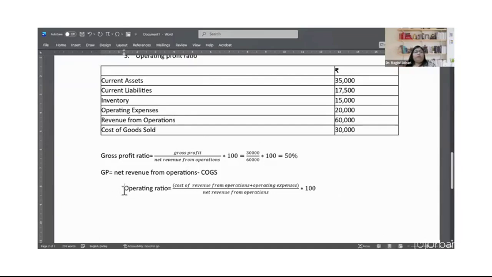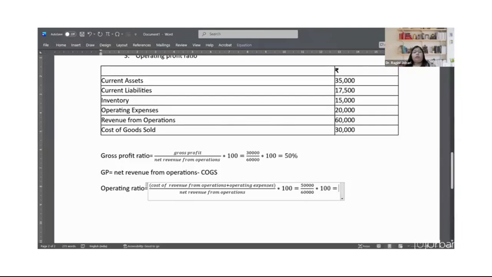Okay. So operating ratio is cost of revenue from operations plus operating expenses divided by net revenue from operations. Now cost of revenue from operation is how much? Cost of revenue from operations is nothing but cost of goods sold, right? And then we have operating expenses given as 20,000 here in this question. So we add these together. So this is 30,000, this is 20,000. This makes it a total of 50,000 in the numerator. Again, net revenue from operations is 60,000 multiplied by 100.